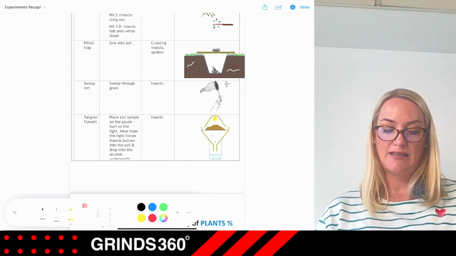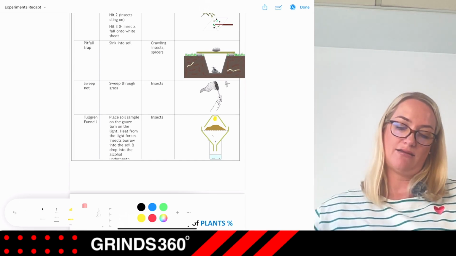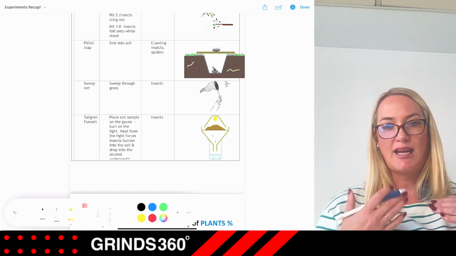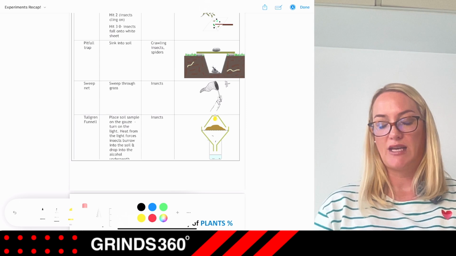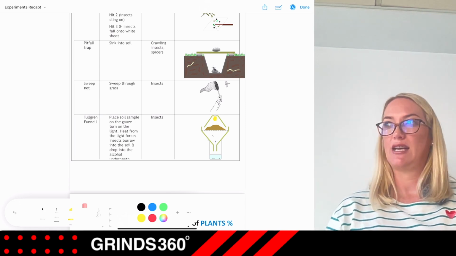Would you draw a sweeping net? Again, you might catch stuff in the sweeping net, and then put the contents of that onto a white sheet. Again, a white sheet for us to be able to identify. If you didn't know how to identify it, use a key, or you can use that app.